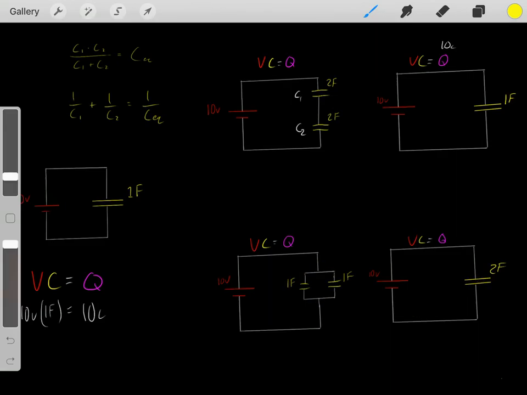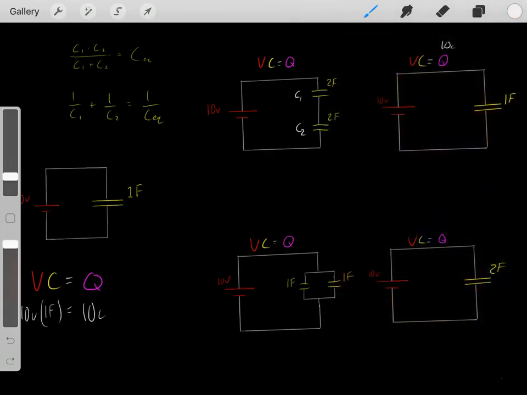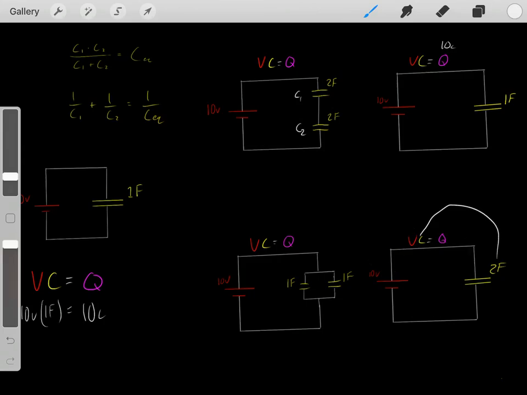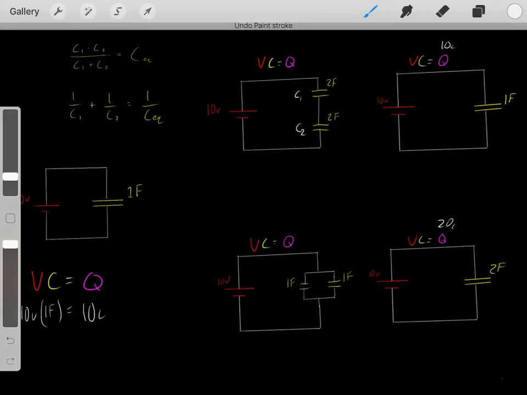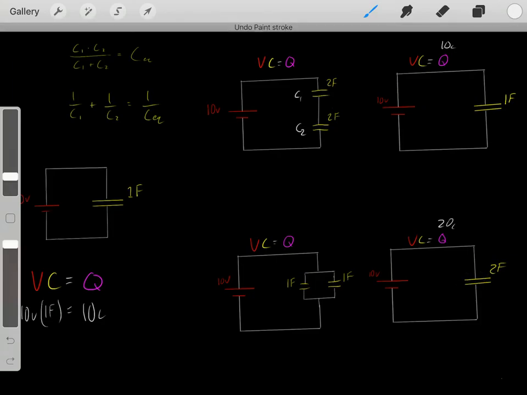Now we know the total capacitance of the circuit. The total capacitance of the circuit is 2 farads. So with a little simple math, this circuit has a 10-volt battery and a 2 farad capacitor, so this would give us 20 coulombs. So this capacitor will store 20 coulombs worth of charge on each parallel plate, 20 coulombs on this plate, 20 coulombs on this plate.